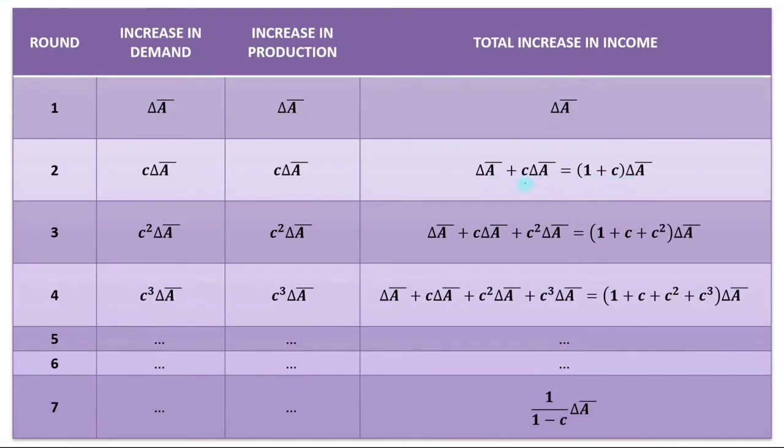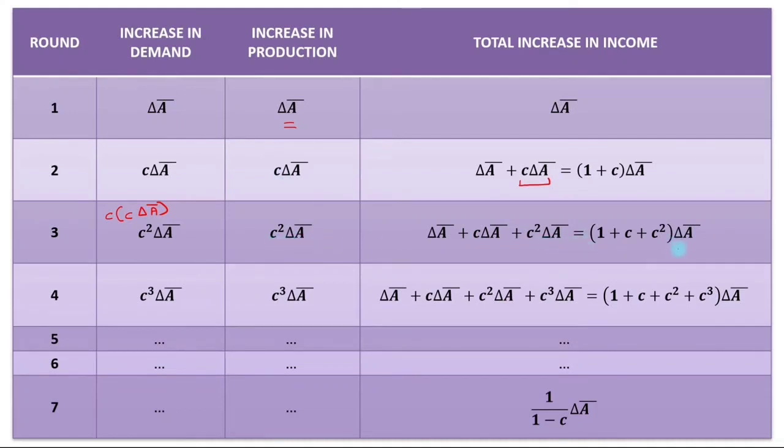Again, a fraction MPC of the increase in income of the second round, that is this one, will be spent on consumption. So aggregate demand will rise by this term. To meet this, the increase in production will also be an equal amount. The total increase in these three rounds is change in A bar plus MPC times change in A bar plus MPC square change in A bar.